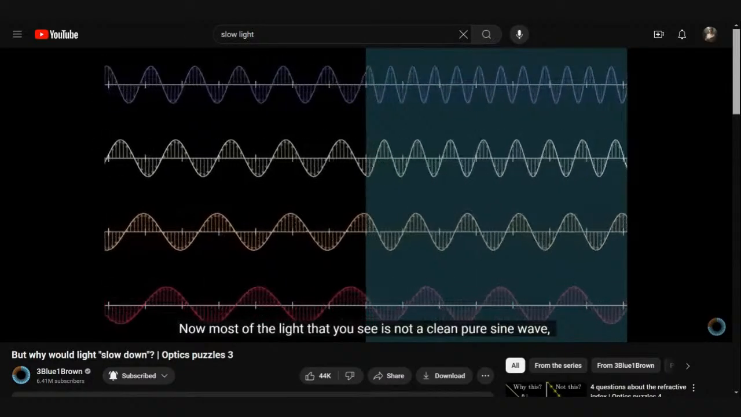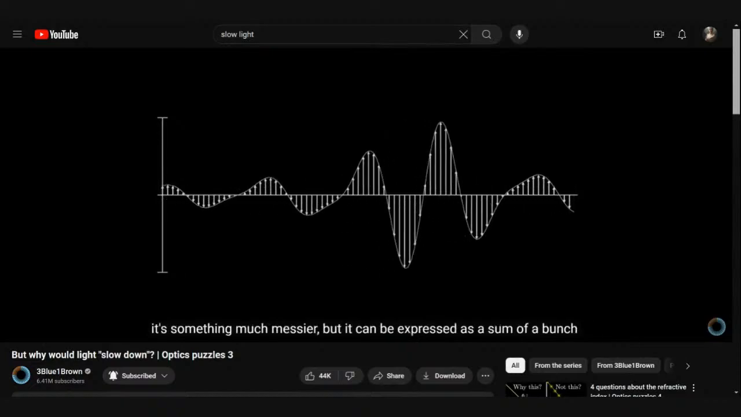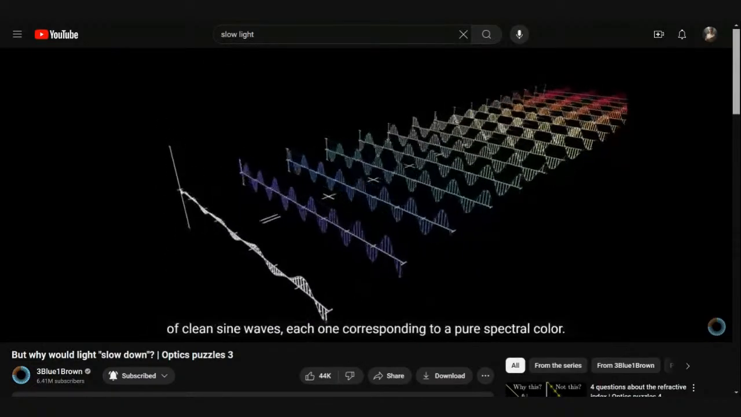Now, most of the light that you see is not a clean pure sine wave. In particular, the white light coming from the sun is not a clean sine wave. It's something much messier, but it can be expressed as a sum of a bunch of clean sine waves, each one corresponding to a pure spectral color.